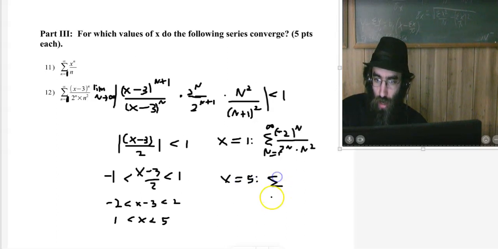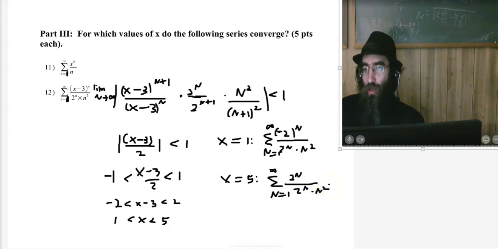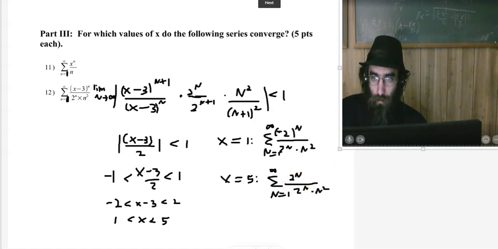For x equals 5. Sum n goes from 1 to infinity 2 to the n, right? 5 minus 3 is 2. Over 2 to the n with an n squared in the denominator. That becomes 1 over n squared. It's a p series. It converges. P equals 2. All right.